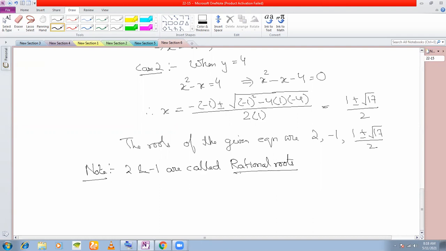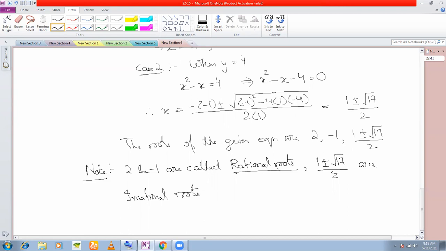Okay. So there are 4 roots of this equation, out of which 2 are rational, and (1 plus or minus root 17)/2 are called irrational roots. That is something that you must know. An equation can have a combination of rational and irrational roots.